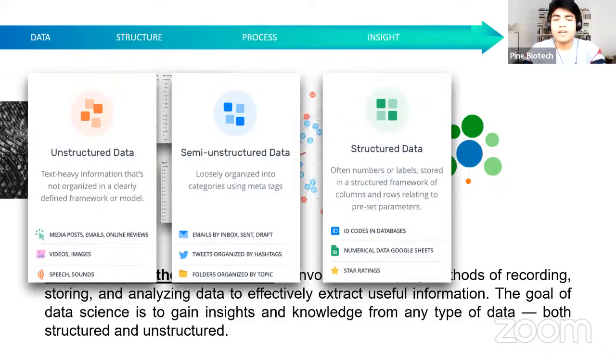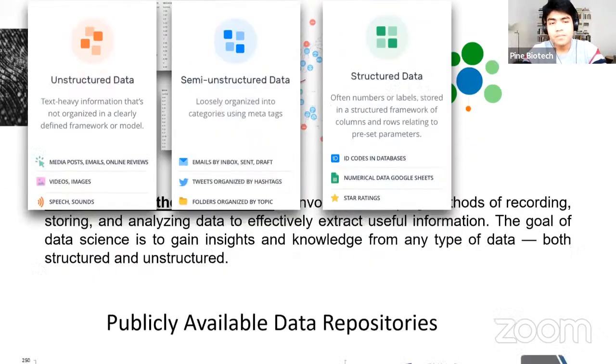These steps of data handling can be classified into three categories, namely the unstructured data that are very commonly available in today's world, semi-unstructured data and structured data. And all of these sorts of data are useful from a bioinformatician's point of view.